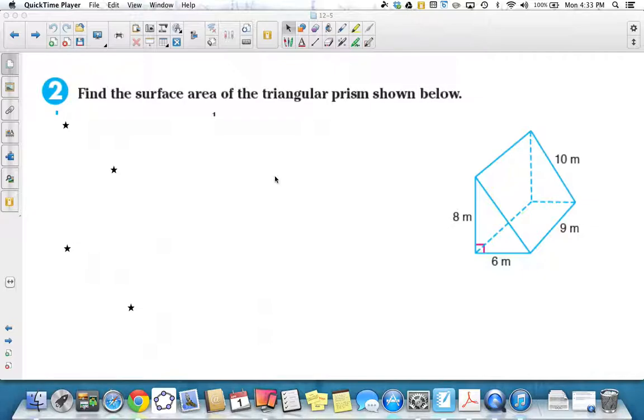This is the second part of 8-5 where it got cut off. In example number 2, we want to find the surface area of our triangular prism, shown on the right.